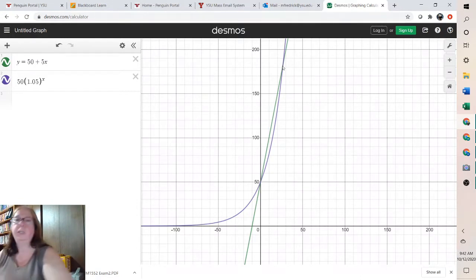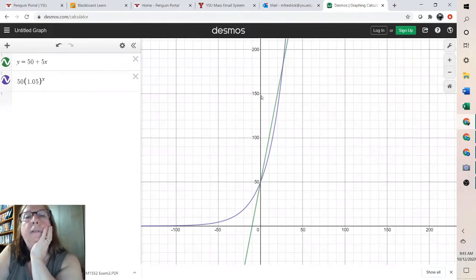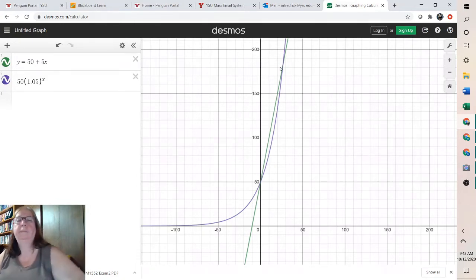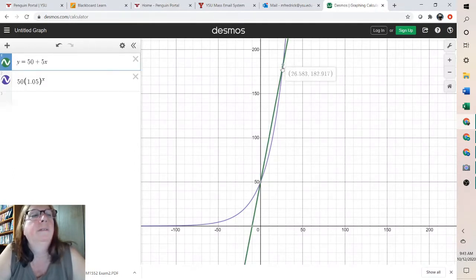Where do the graphs intersect? 50, 1, 2. So 150, 170, 180. At about almost 3. But it's pretty close to 3. I don't know if it'll give us the exact value.